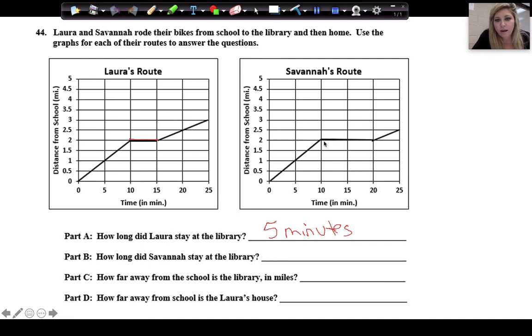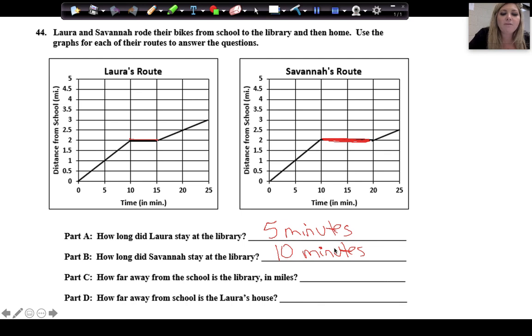How long did Savannah stay at the library? Well, she went to the library. She stayed at the library. When it's not going up or down, that means that's where we stayed. That's how long we stayed somewhere. It's a flat line. That's where we're at. And she stayed for 10 minutes. It's a little longer, but I don't think that's long enough still to go to the library. You need time to pick out your book.